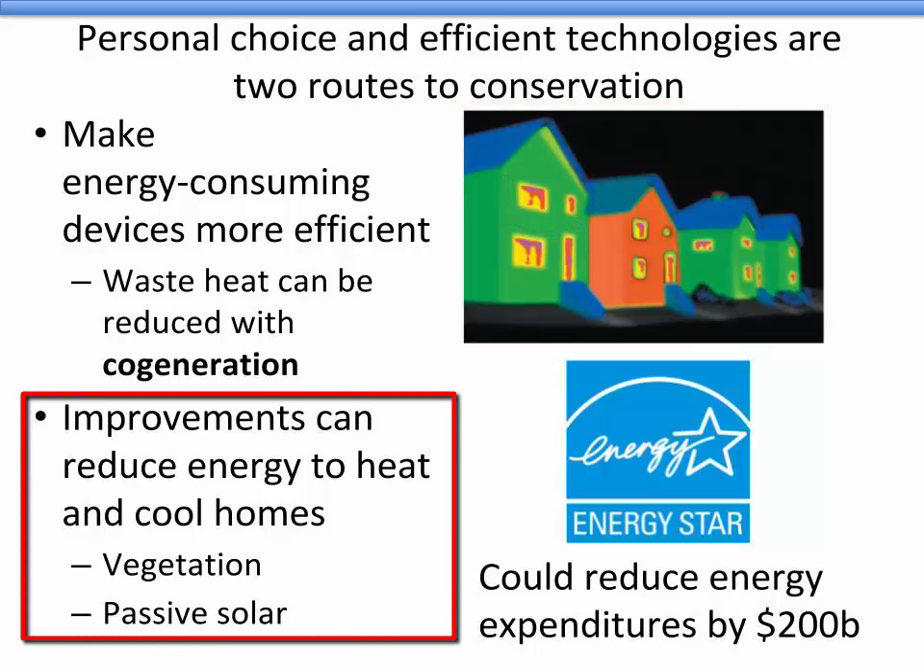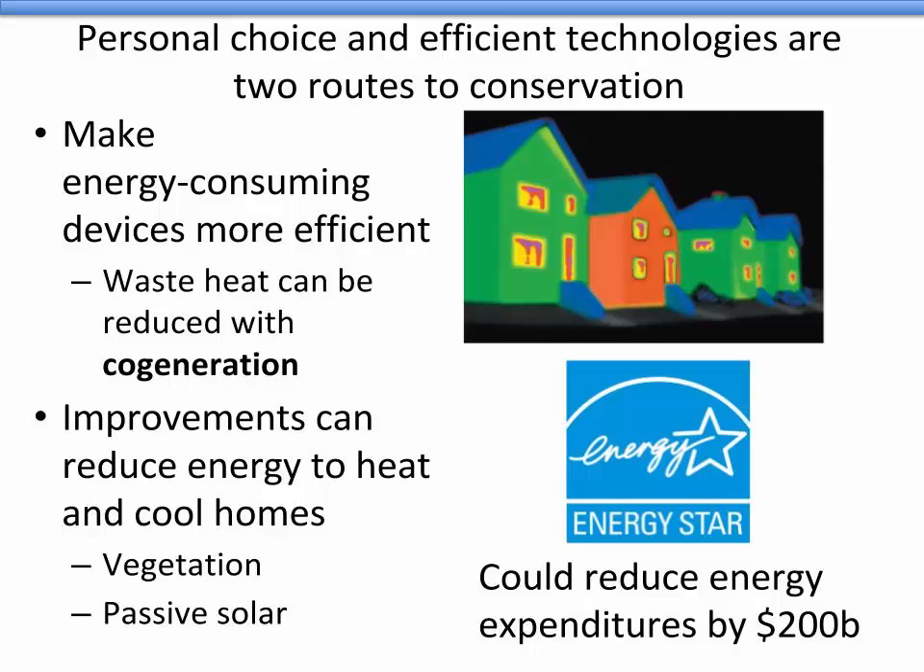Vegetation around a home as well as passive solar energy can also conserve energy in a home. Passive solar is when buildings are designed to maximize absorption of sunlight, and thus natural heat, during the winter and to keep the interior cool in the summer. We will discuss passive solar more when we study new renewable energy alternatives.